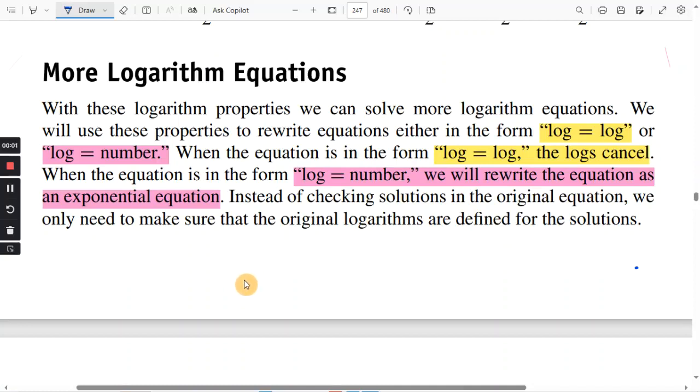All right, so today we're going to do more logarithmic equations. There's going to be two cases, as you will see. If you rewrite the equation in the form of log equals log, the logs will cancel. If you rewrite the equation in the form of log equals a number, you rewrite it as an exponential equation. So it's either going to be log equals log or log equals number.